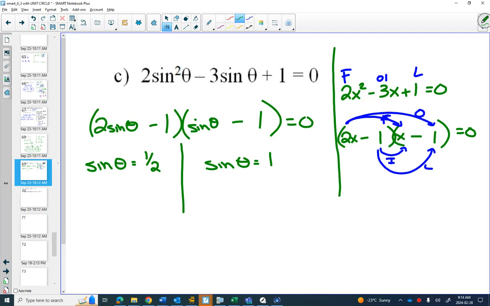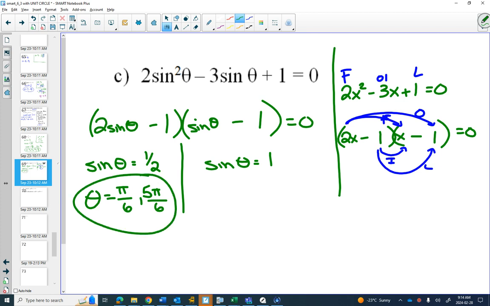Is a half ever your y-coordinate on your pie plate? Think about quadrant 1. What family is that in? That's your pi over 6 one. Right? So then here, using your CAST rule, sine is positive in quadrant 1 and quadrant 2. Is your y-coordinate ever equal to 1? Yes, that's right at the top. That's at pi over 2.